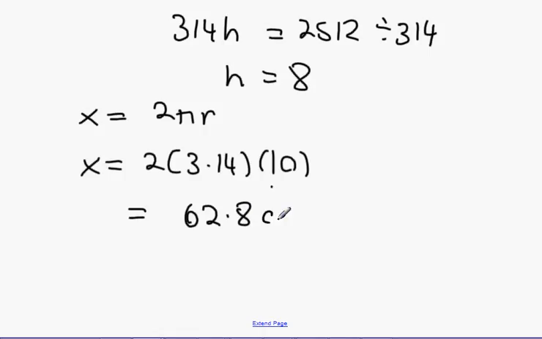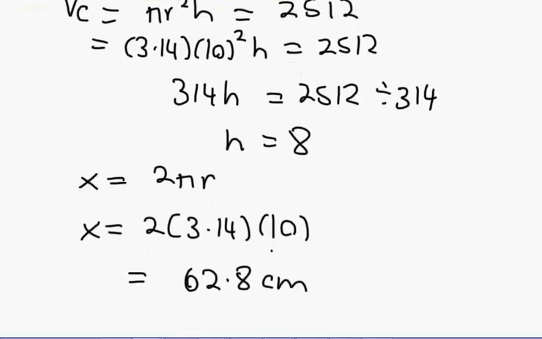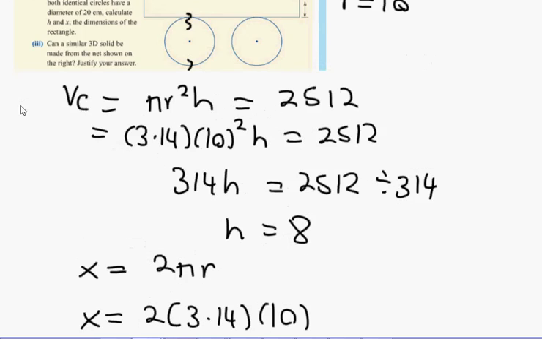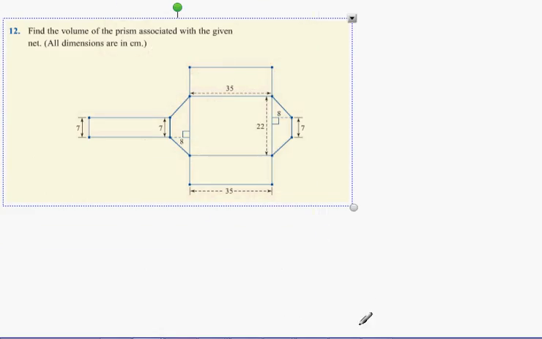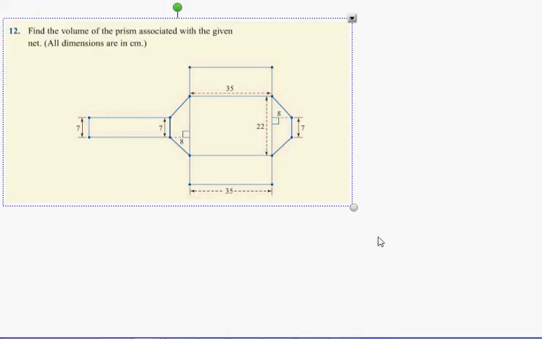That's what I'm looking at. What do you think? 62.8 centimeters. How many people got that? Just Harry, was it? Right, Luke. Grant. Okay, Brian. Okay, last one. Last one, guys. That's the next one, number 12.